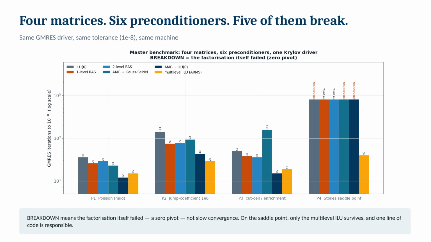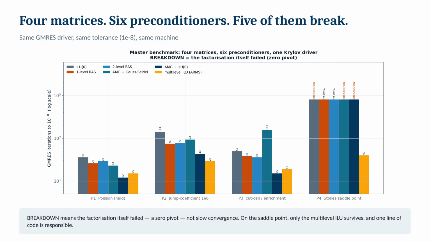Here's where we're going. 4 matrices, 6 preconditioners, 1 GMRES driver, 1 tolerance. Problem 1 is a mild Poisson problem. Everything works. Iteration counts between 12 and 36. Fine. Problem 2 puts a random coefficient field with 6 orders of magnitude of contrast on the same grid. ILU 0 goes from 36 to 141. Multilevel ILU goes from 15 to 29.